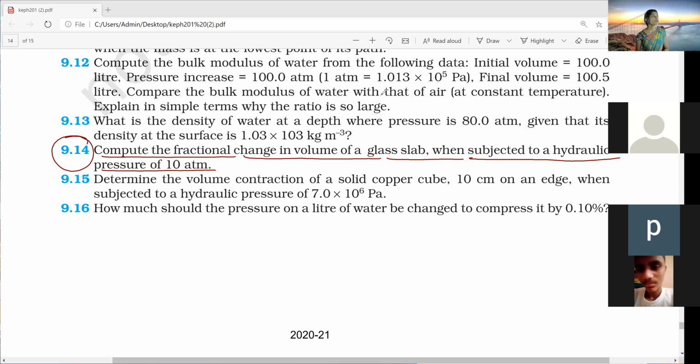So what is the next problem? That is 9.14. Compute the fractional change in volume of a glass slab when it is subjected to hydraulic pressure of 10 atmosphere. So let us see how to solve this one.